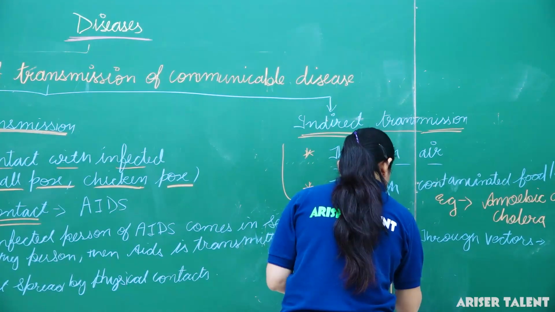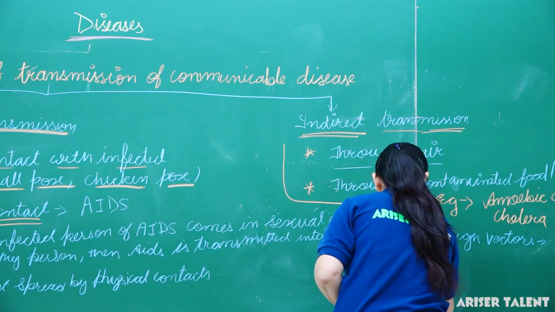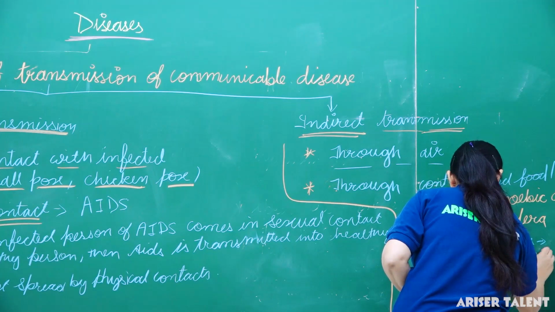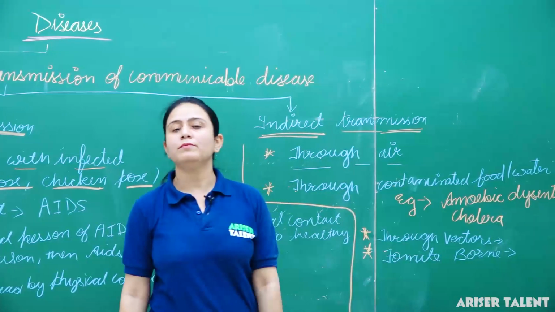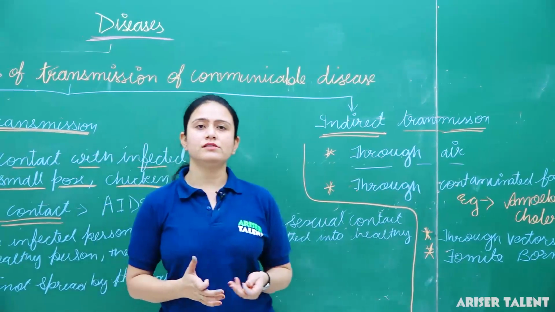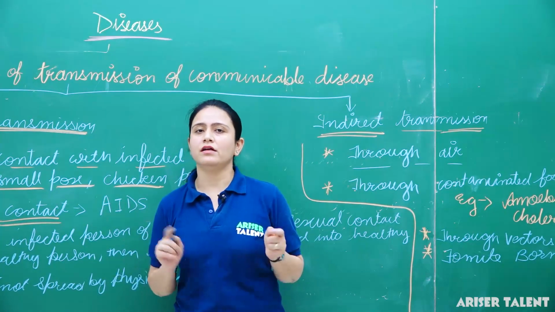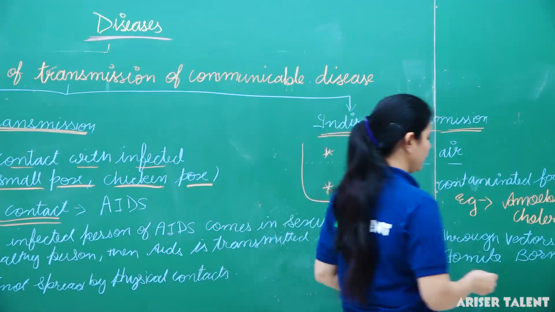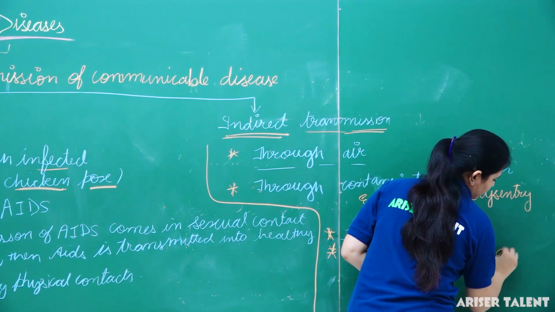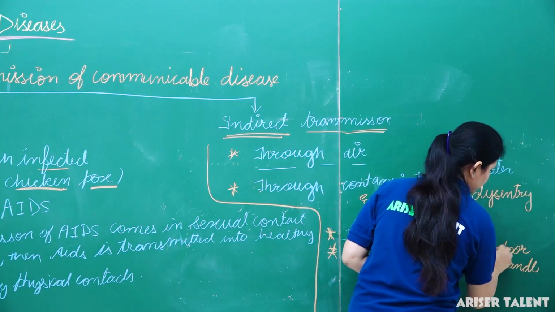Now next is vomit borne. Vomit borne means if an infected person touches the handles of the door or uses utensils, and these utensils are used or touched by other persons, then that person will get affected by these objects. Like door handle. Clear?